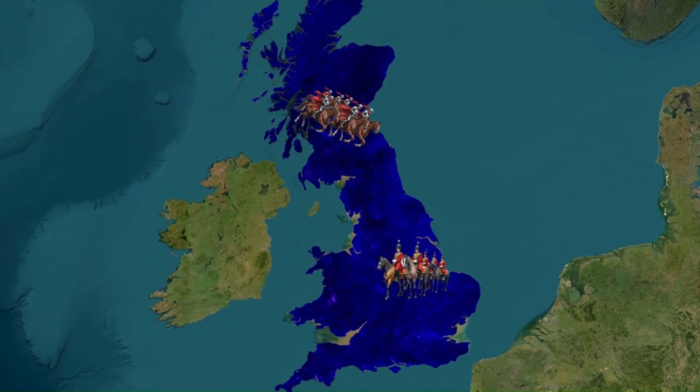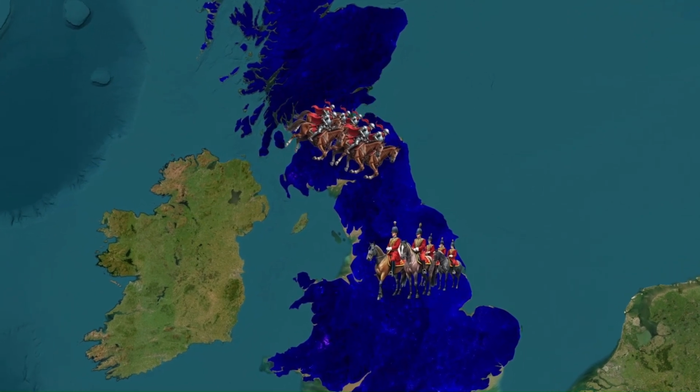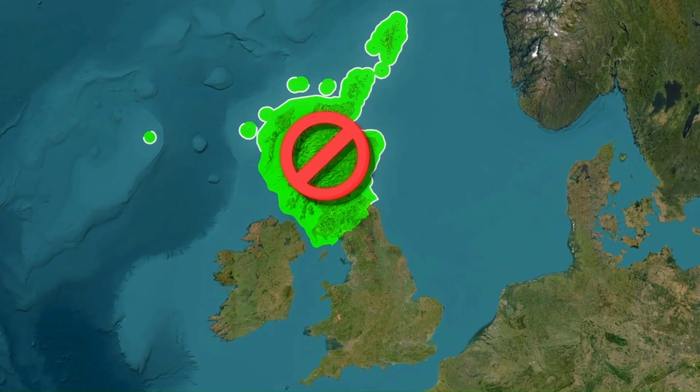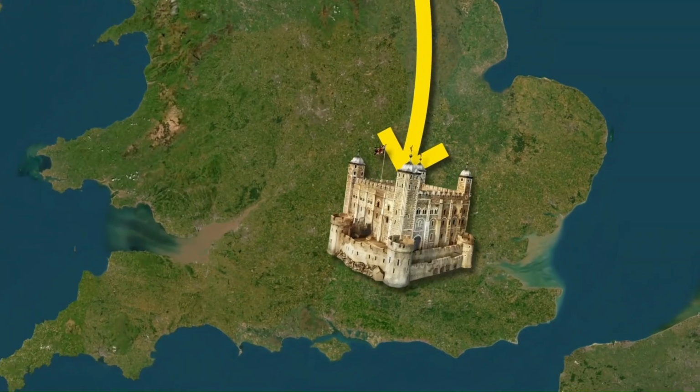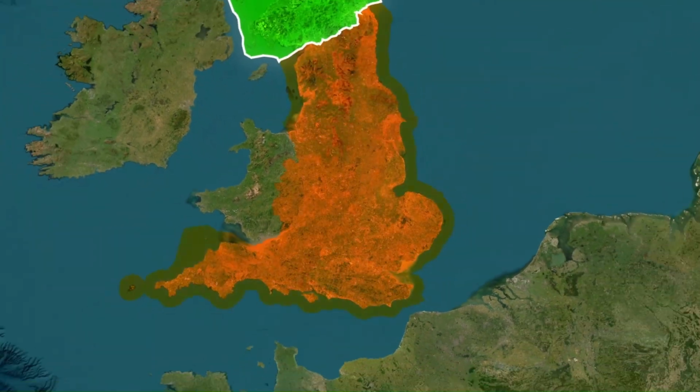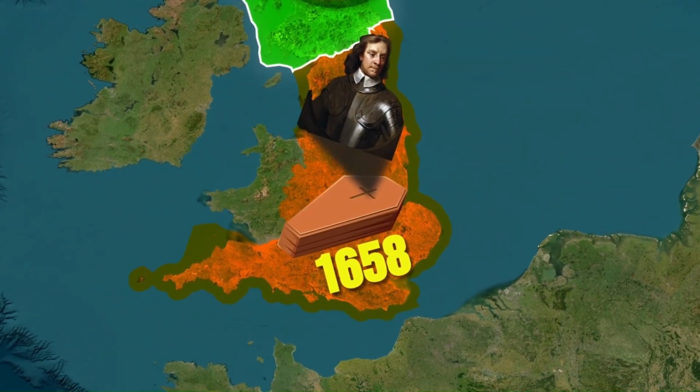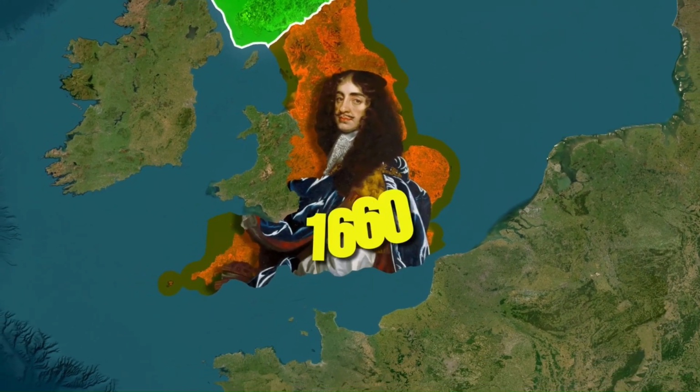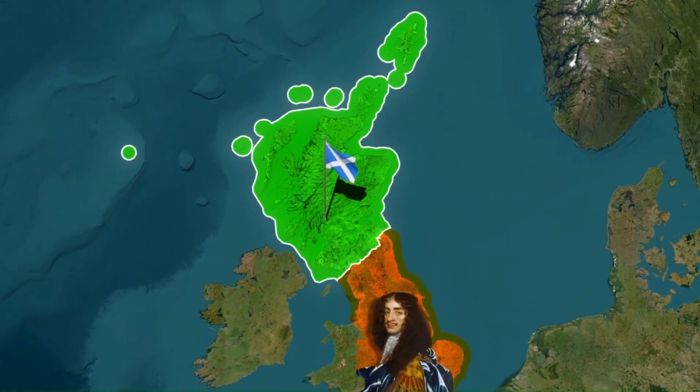Cromwell forcibly united England and Scotland through military conquest. Scotland was occupied and ruled directly from London, but the arrangement didn't last. After Cromwell's death in 1658, the monarchy was restored in 1660, and Scotland regained its independence.